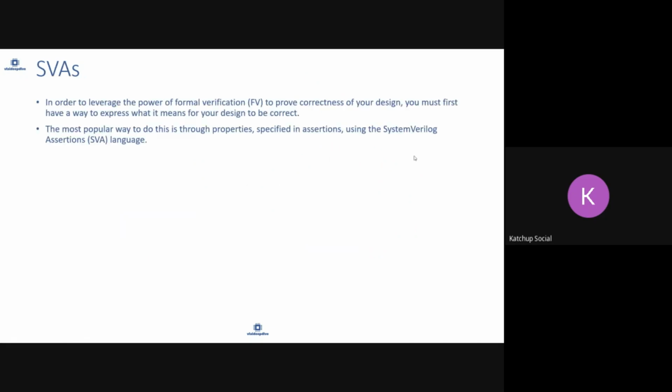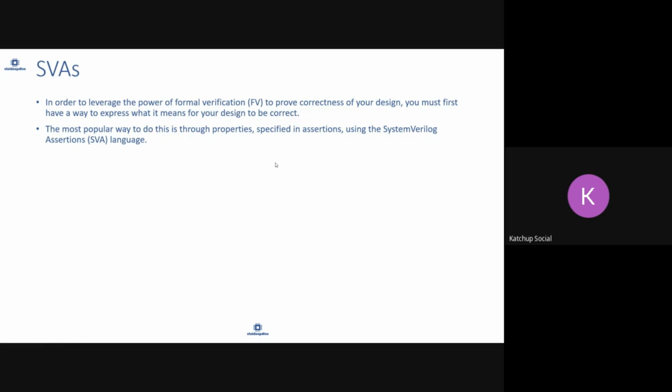Now, one common language which we talked about, right? In order to leverage the power of formal verification or to prove correctness of your design, first, somehow you have to write what is the correct behavior or what you are expecting from the design. And the most popular way to do this is through properties. What are the properties of your design? And we talked about simple properties, like, for example, the counter always increases by a value of 1 at every clock cycle. That's a property of your design. These properties are written in a language. These are behaviors of your design, written as something called assertions using the SystemVerilog assertion language.